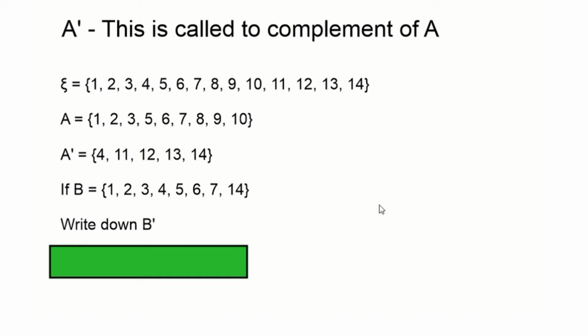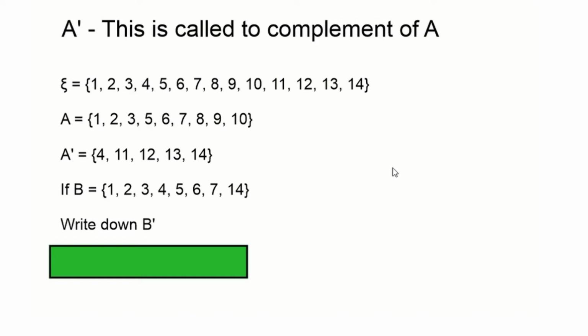We've got A prime or A complement, and we're using this notation up here to denote A complement. And basically, that is the set of all numbers that are not in A. So here we've got our universal set as the numbers from 1 to 14. And we're saying A is the numbers 1, 2, 3, 5, 6, 7, 8, 9, and 10. So A prime or A complement is any number that is not in A, but that is also in our universal set. So A complement is going to be 4, 11, 12, 13, and 14.